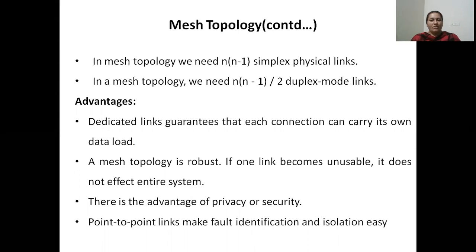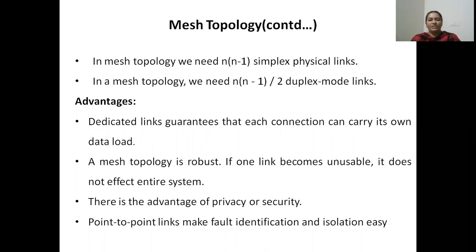The transmission of data between two computers can be simplex mode or duplex mode. Simplex mode of transmission means between two computers there will be two links, one for outgoing information and another for incoming information. Whereas in duplex, a single link can transmit both the incoming and outgoing data.